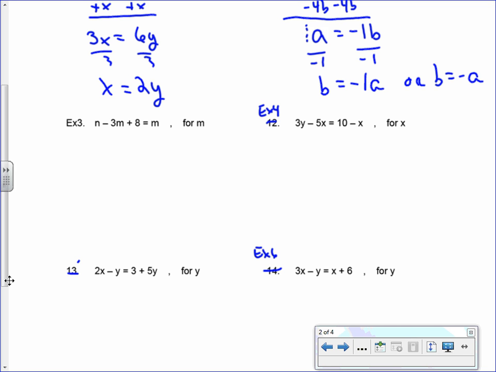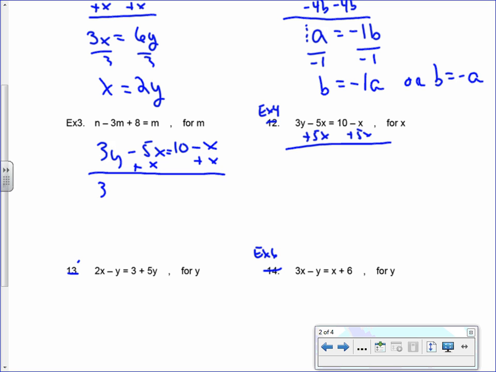Okay, can I get a show of hands, please, of who started this problem like this? Raise your hand if you started by adding 5x. Okay? Nobody else? Who started this problem this way? Raise your hand. Okay, so these are both correct, neither one is better, because you don't get a 0 for either one of them. I'm gonna get both of them up here, just so you can see.